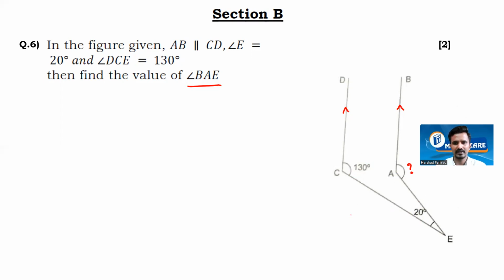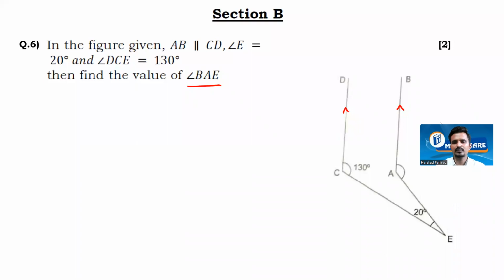So what to do? If you don't have a transversal, we can do some construction. There are two ways in which the construction can be done. We can either produce this side BA like this, so it will act as a transversal. That is one way of solving this. Another way is we can also produce side EA to intersect CD. Even this will give you the correct answer. There are two possibilities. Okay, let us solve it with one of the possibilities.